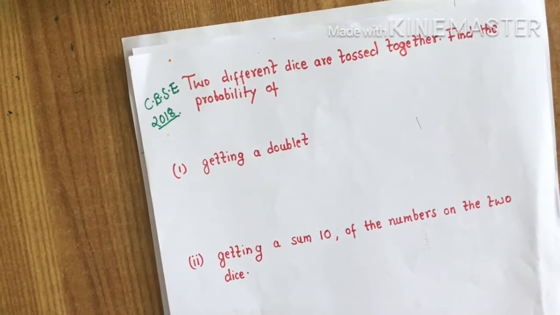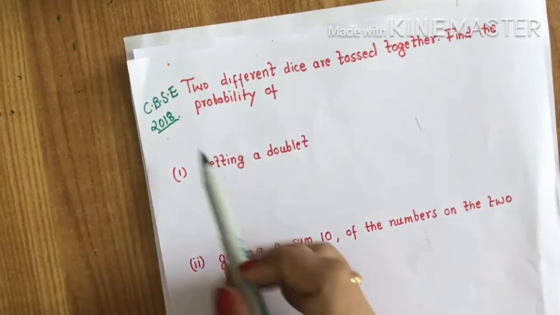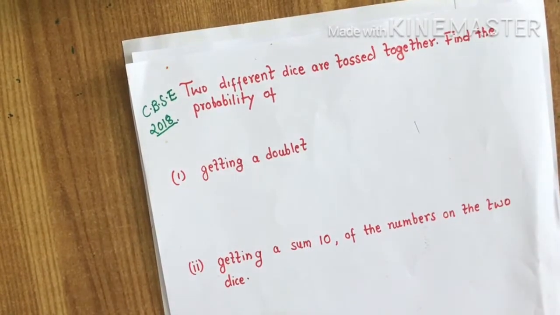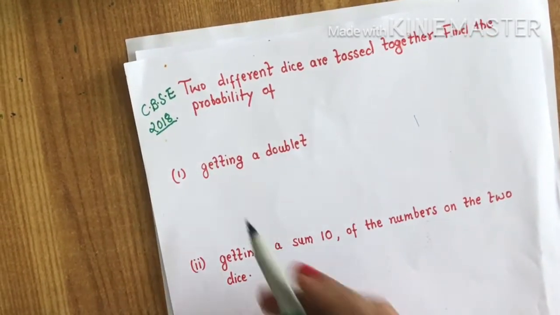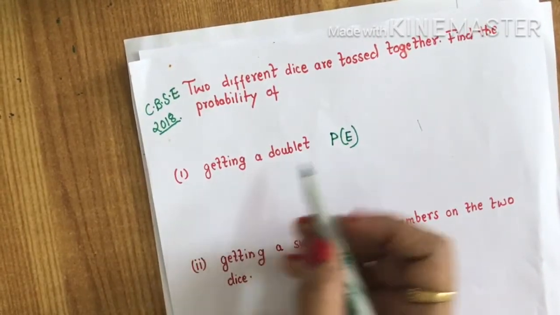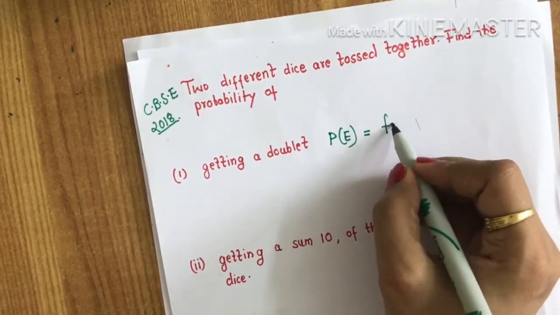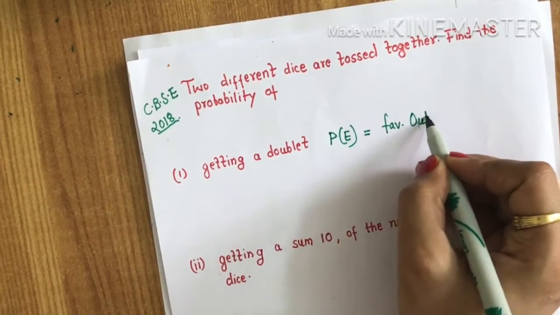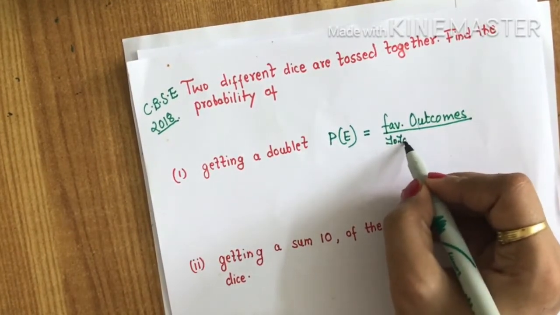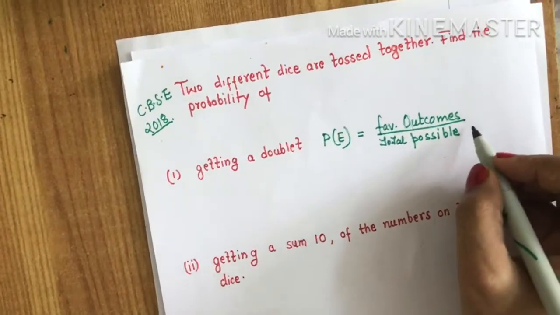So children, quickly we will see 2 different problems we can solve on this 2 dice concept. It was asked in CBSE 2018, 2 different dice are tossed together. Find the probability of getting a doublet. So what we need to find out is the probability of an event. What is the event here? Getting a doublet. You know the formula: number of favorable outcomes divided by total possible outcomes.